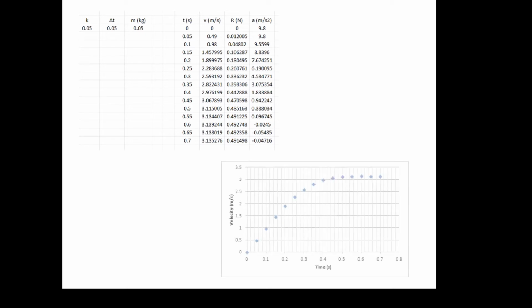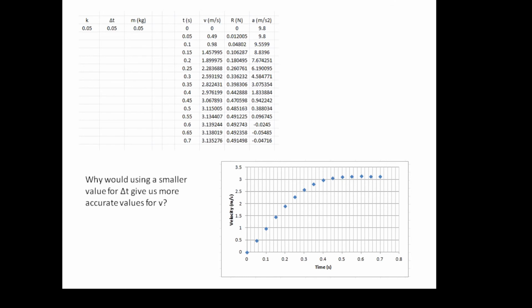Does it actually work? Well, if we plot v against t, we get this, and I'm quite happy with that. That looks like a very characteristic kind of terminal velocity graph. The acceleration at the start is 9.8, but then it gets smaller and smaller, and it's tending towards 0.